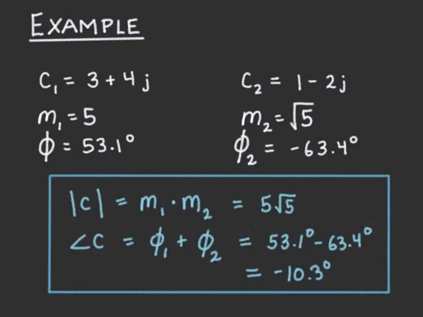I'll now use the product rule to find the magnitude and phase of the complex number C. So the magnitude of C is the product of the magnitudes. So that's 5 times square root of 5. And the phase of C is the sum of the phases. So that's Phi1 plus Phi2, which is equal to minus 10.3 degrees.